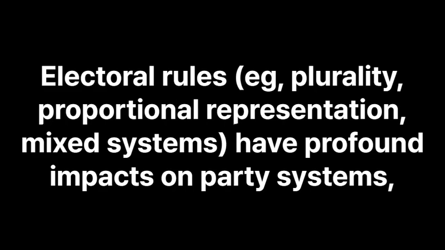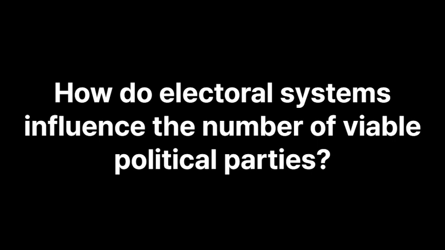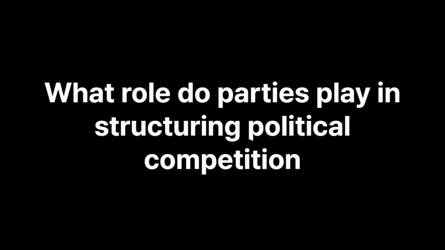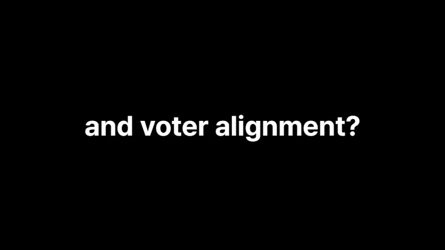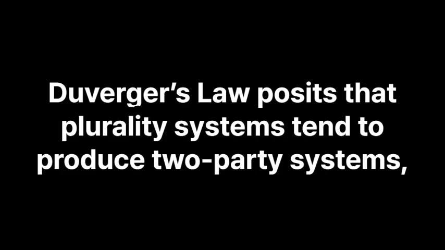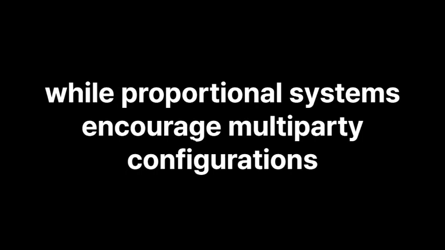2.3. Electoral systems and party systems. Electoral rules, e.g., plurality, proportional representation, and mixed systems have profound impacts on party systems, voter behavior, and political representation. Questions: how do electoral systems influence the number of viable political parties? What role do parties play in structuring political competition and voter alignment? Examples: Duverger's law posits that plurality systems tend to produce two-party systems, while proportional systems encourage multi-party configurations.